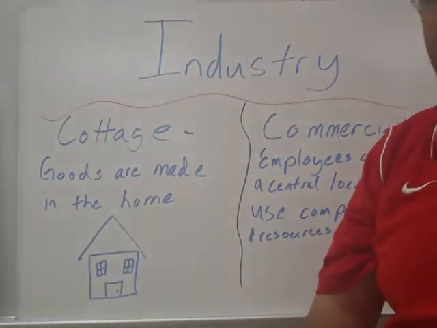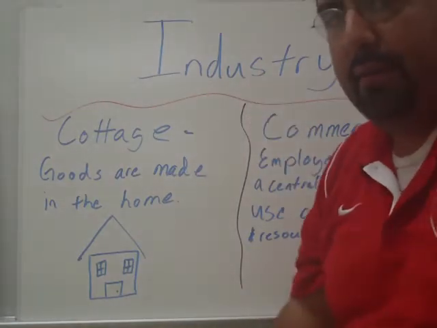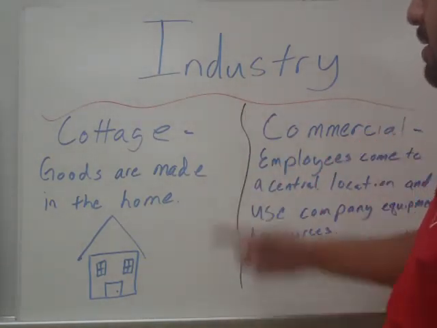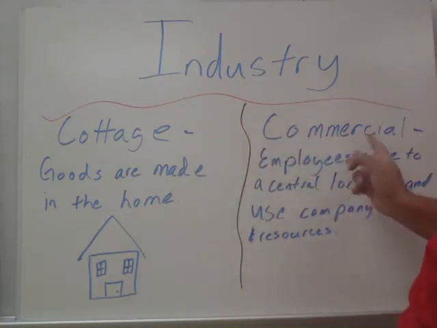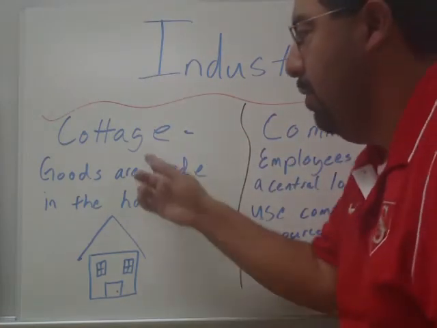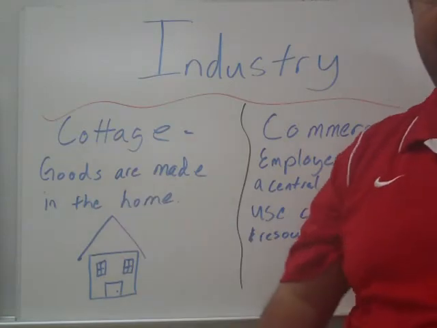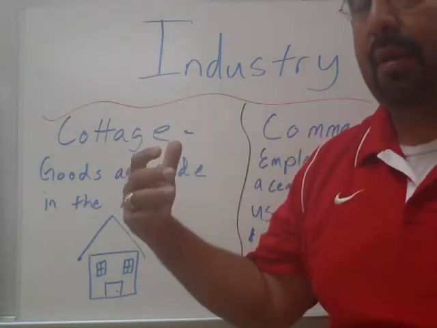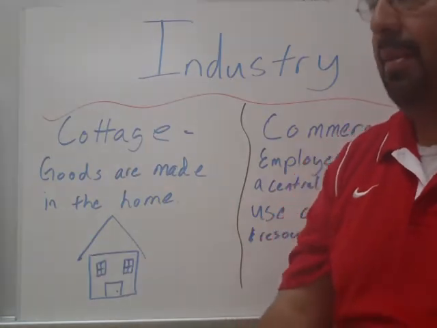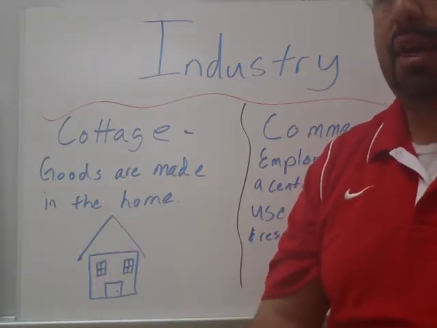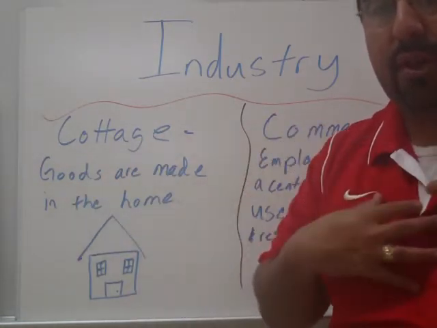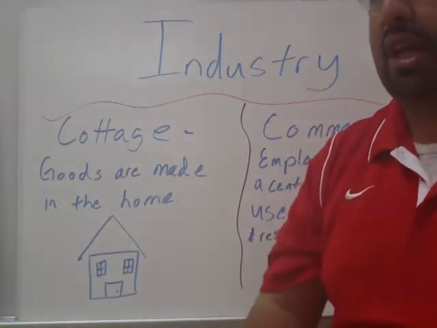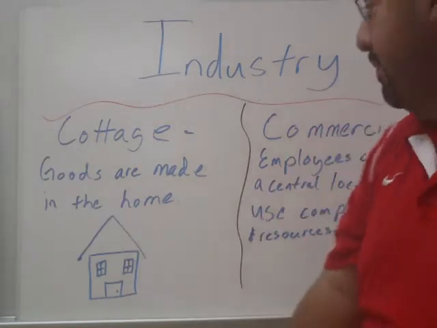The second method is industry. Within industry, there are also two categories: cottage industry and commercial industry. With cottage industry, goods are made in the house. You may be making them one at a time, like maybe rugs, blankets, maybe small furniture. It's pretty much just for you, but you may build some to trade to others, but you're not doing it for the mass population.